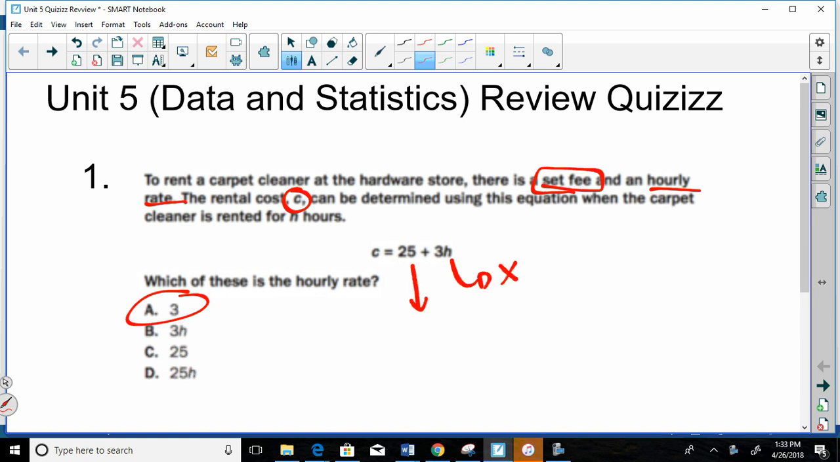What is 25 then? Your y-intercept, your initial.